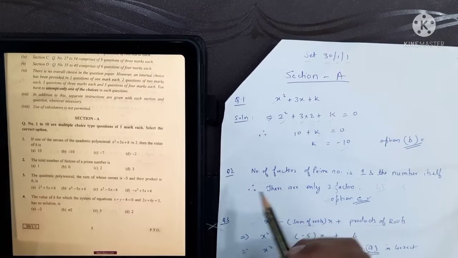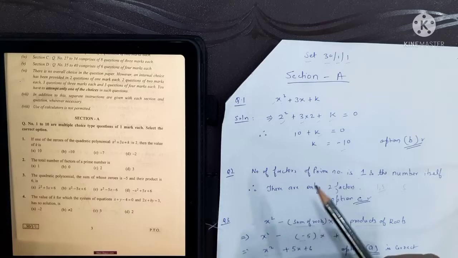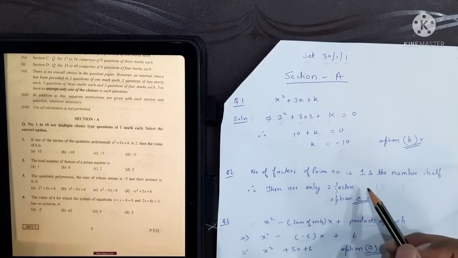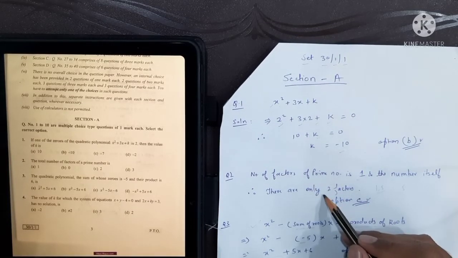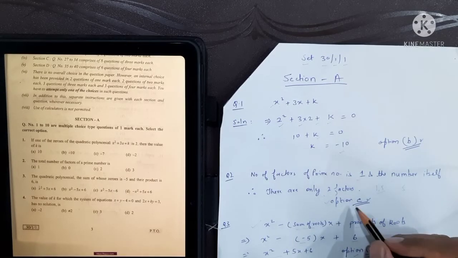For question number 2, the number of factors of a prime number: the basic definition is there are only 2 factors for a prime number, 1 and the number itself. So the option C is correct.